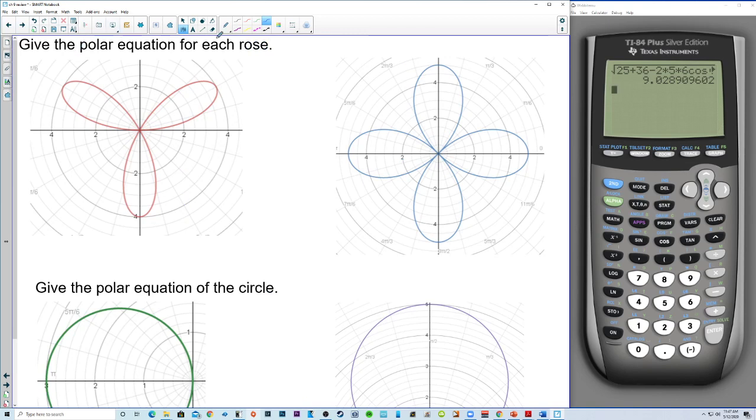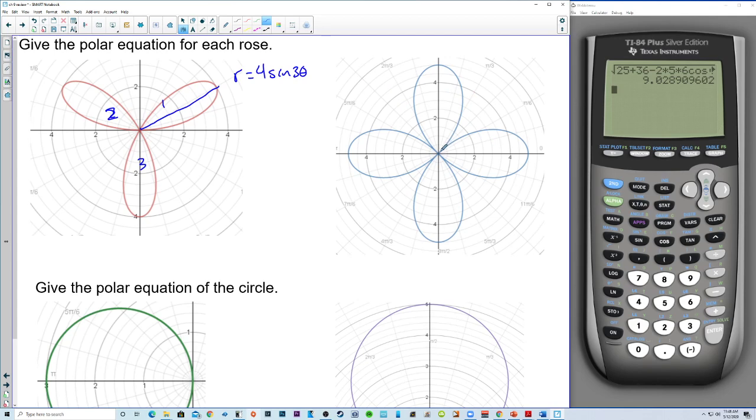Give the polar equation for each rose. The length of this petal is 4. So we have r is equal to 4. Since the petal does not start on the x-axis, this has to be a sine. 4 sine, and there are 1, 2, 3 petals. When there's an odd amount of petals, that's going to be the same value, 3 petals, same value for the coefficient of theta. So we have 3 theta.